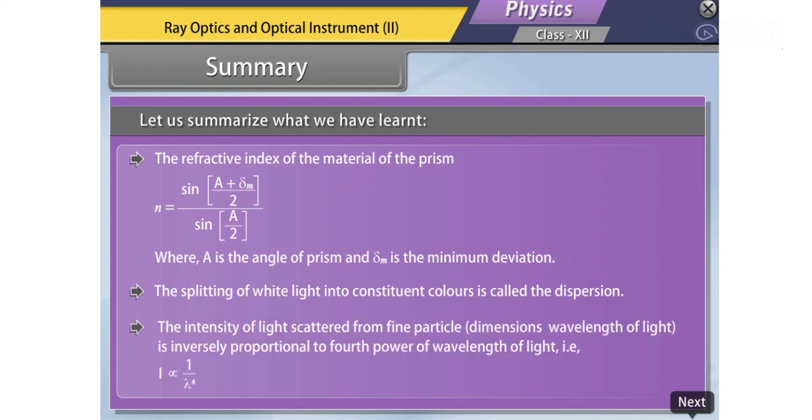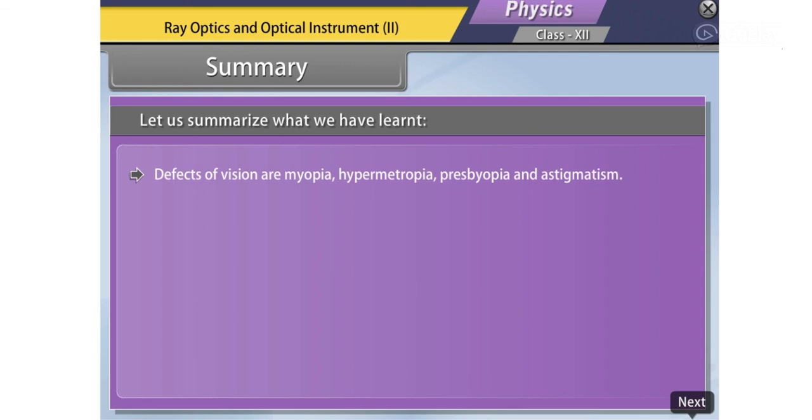The intensity of light scattered from fine particles, with dimensions smaller than the wavelength of light, is inversely proportional to the fourth power of wavelength of light, that is, I is directly proportional to 1 upon lambda raised to the power 4. Defects of vision are myopia, hypermetropia, presbyopia, and astigmatism.